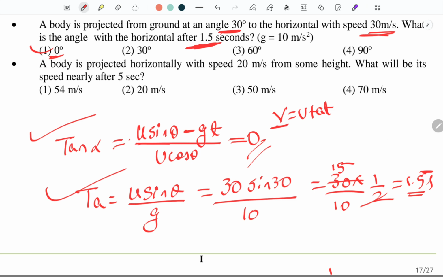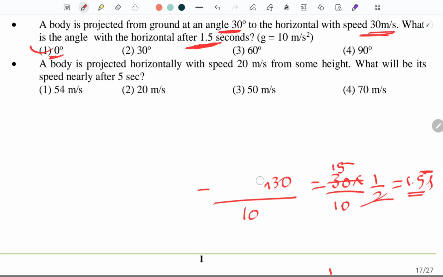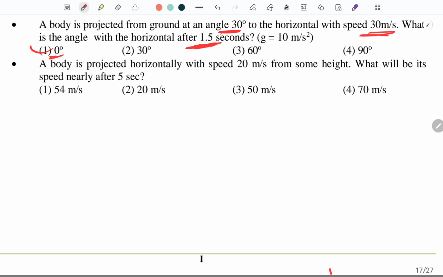Okay, so with this, let us move on to the next question. Let us give it a reading. What does the next question tell? Okay, let's erase this so that we get some space. The next question says, a body is projected horizontally with a speed of 20 from some height.